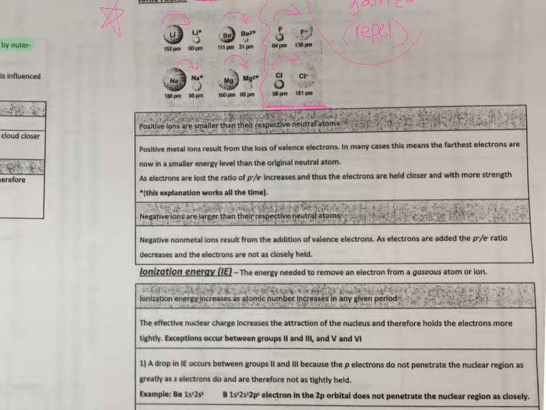All right, so this just shows you exactly what I just said right there. And then this explains what ionization energy is. And it tells you that it increases across the period.